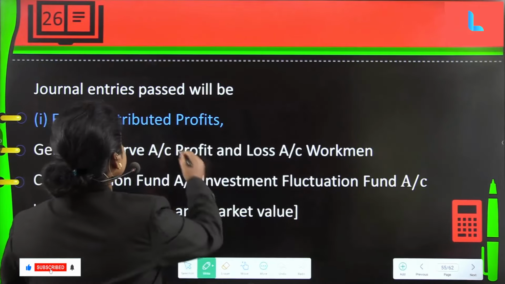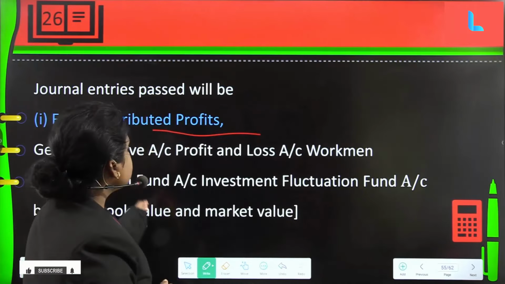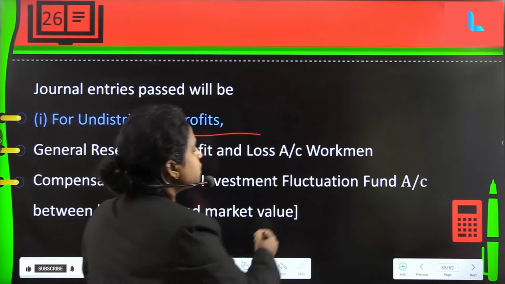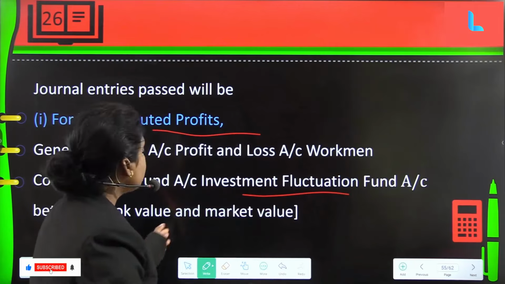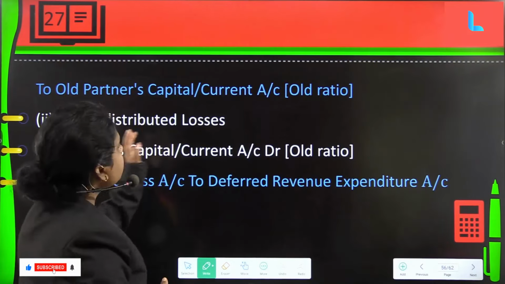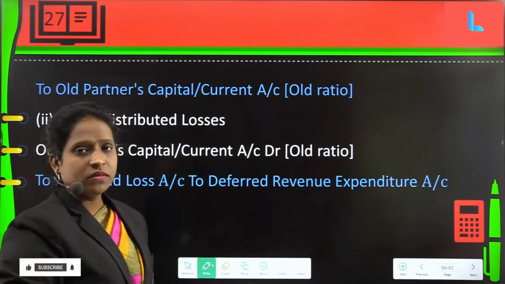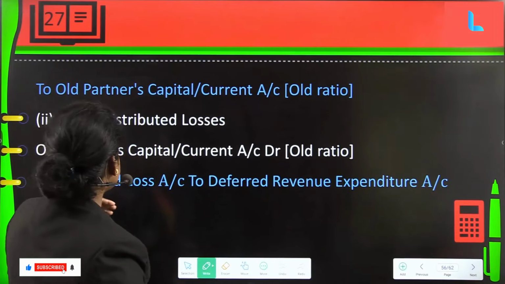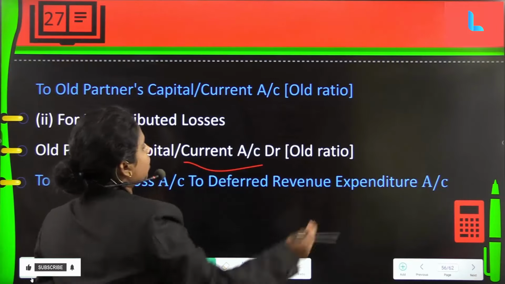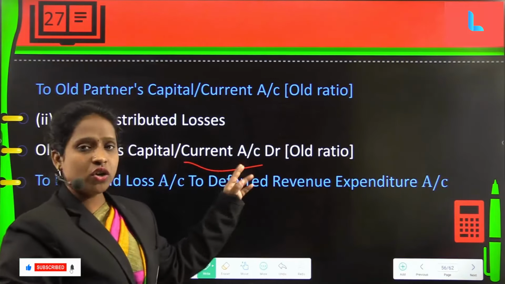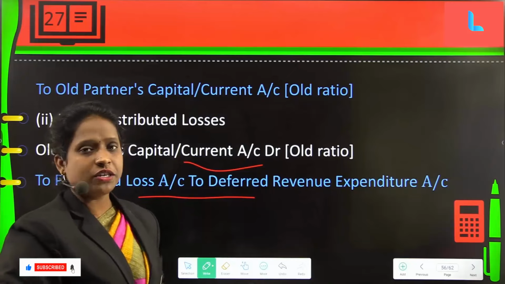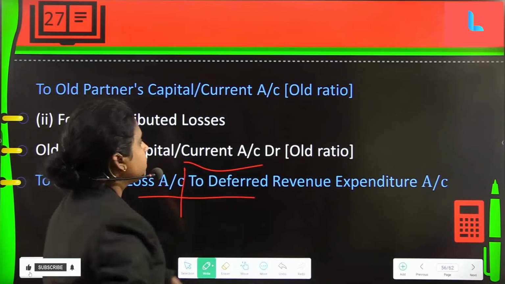The first is for undistributed profits. General reserve account, profit and loss account, workmen compensation account, investment fluctuation account between book value and market value, debit. Then to old partners' capital or current account. So this is the entry that we have to do. And for the second one, for undistributed losses, the entry would be old partners' capital or current account debit, and the amount would be based on the old ratio, to profit and loss account and to deferred revenue expenditure account. So this is the entry that you have to pass for this.